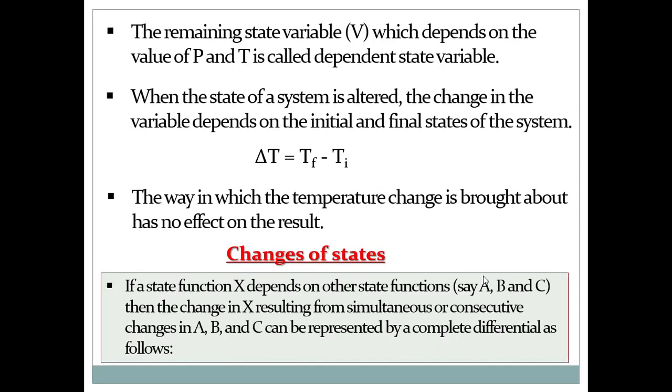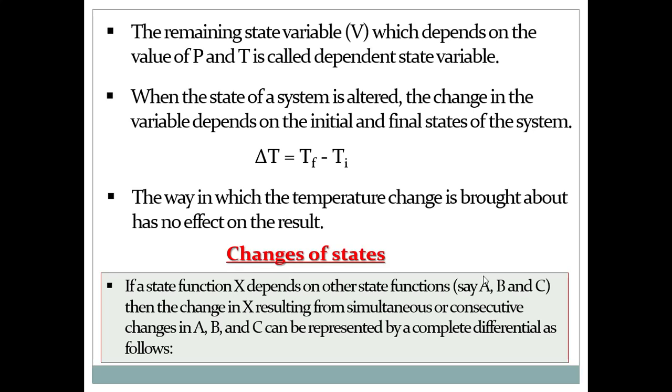The remaining state variable, V, which depends on the value of P and T, is called the dependent state variable. That's in case you're looking for volume and you've been given pressure and temperature. So the dependent variable will be volume.